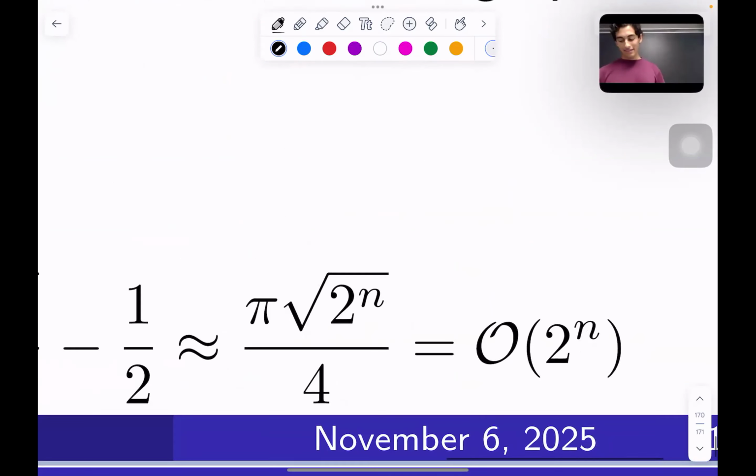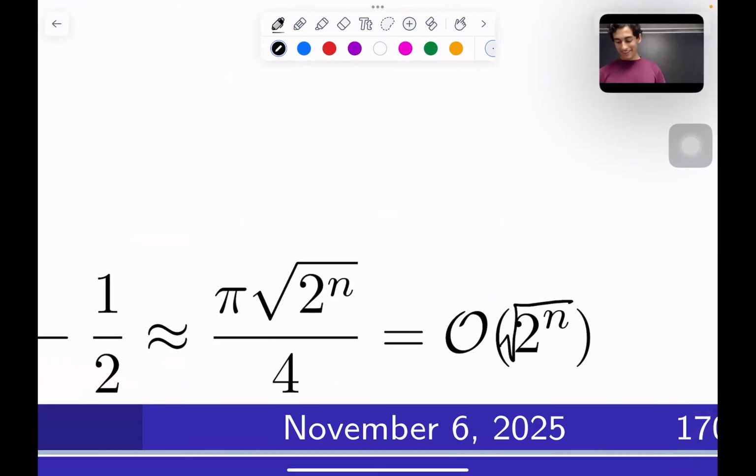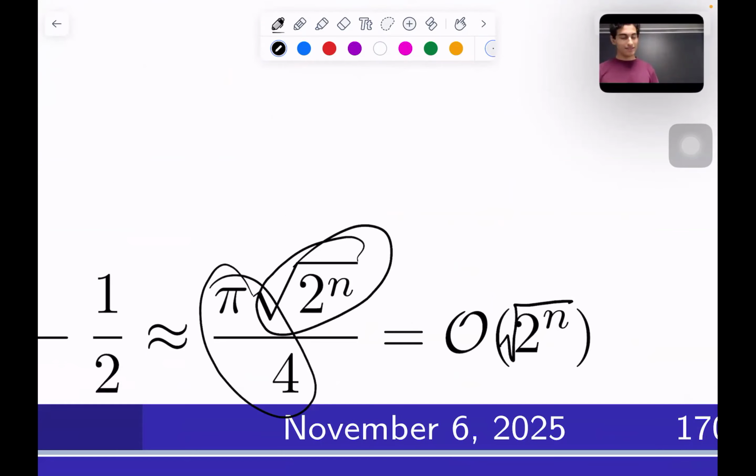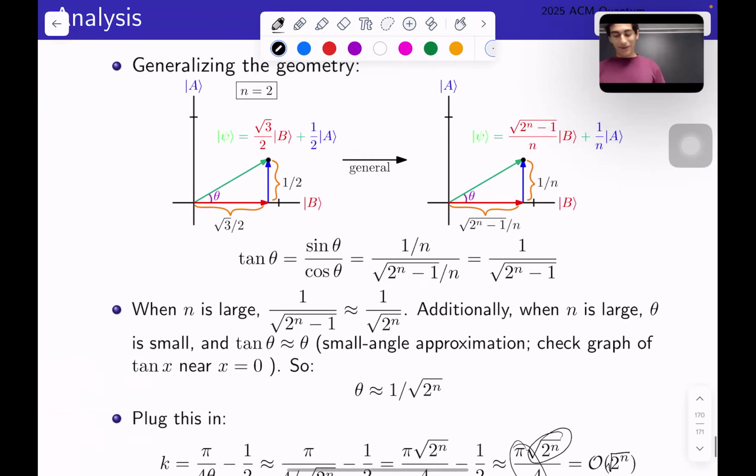And this, it does speed up, I promise. This is order of root 2 to the n. If you just look at the highest power in there, it's root 2 to the n. This constant is kind of irrelevant. So it's a speed up. Now we said before that it's root 2 to the n, that's how you get that value. Okay, that's Grover's algorithm.